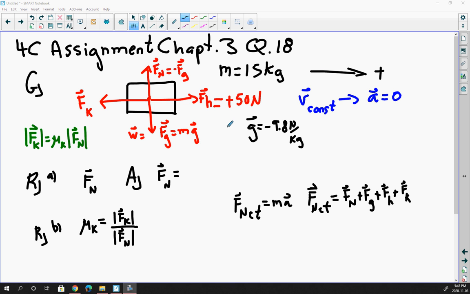And it requires a horizontal force of 50 newtons. There it is, force horizontal, positive 50 newtons. So that is pushed across the floor at a constant velocity. So the velocity is constant, which means acceleration is zero. It's not speeding up, it's not slowing down, acceleration is zero.